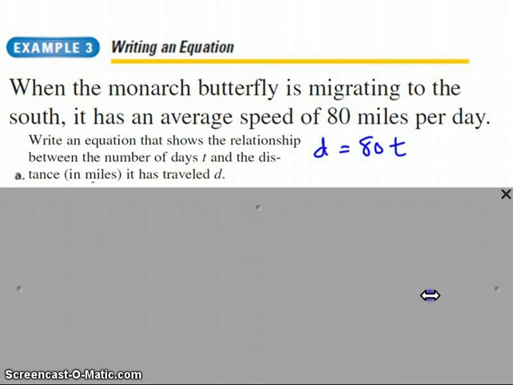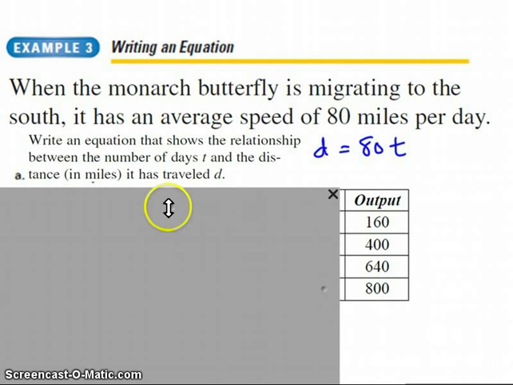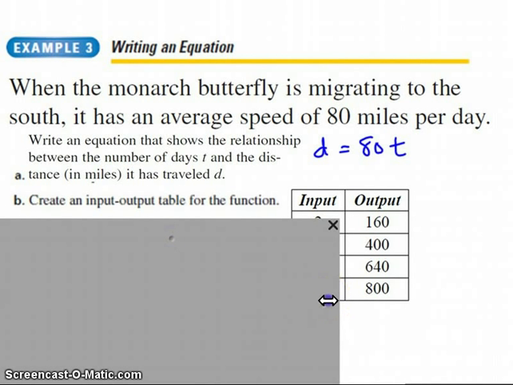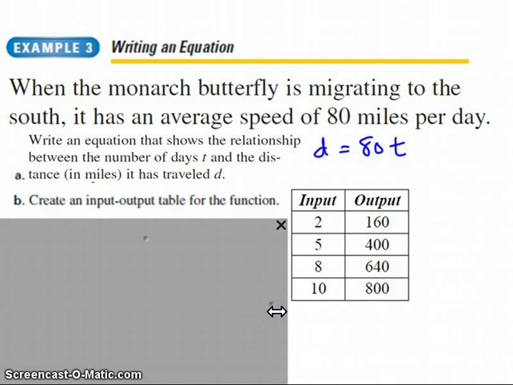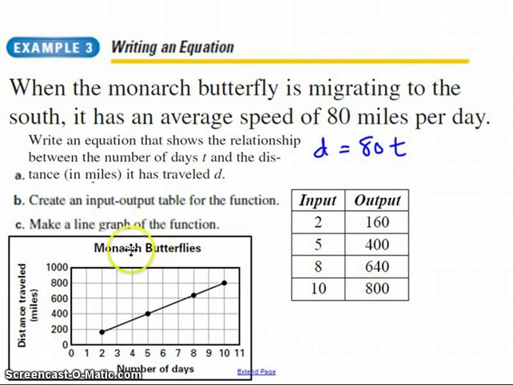Next thing then you were supposed to do was figure out the input-output table, and that's what the textbook came up with. You might have had 1 as your first input, and then 2, and then 3. For whatever reason, the textbook picked 2, and 5, and 8, and 10. So your input-output table might look a little bit different, but double check their values and make sure their values make sense to you. And then the last part of it was to graph it, and here's the graph they came up with.